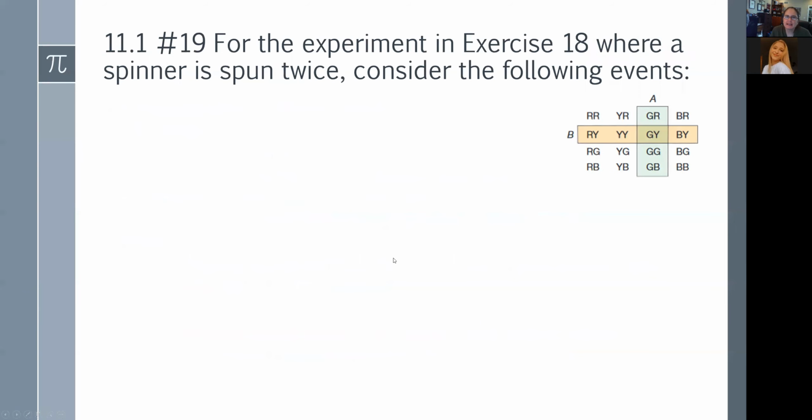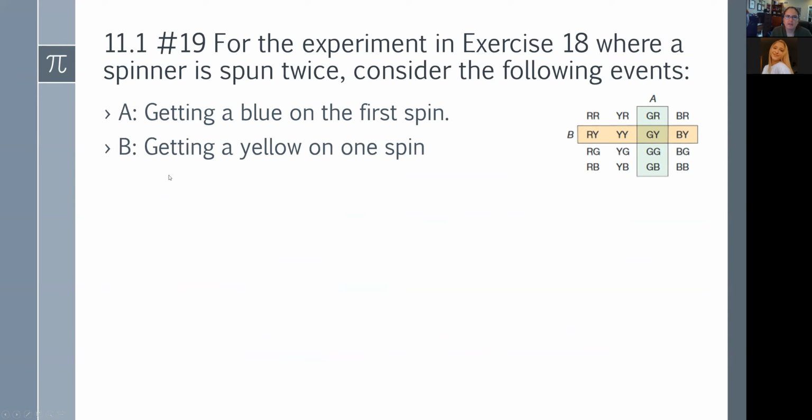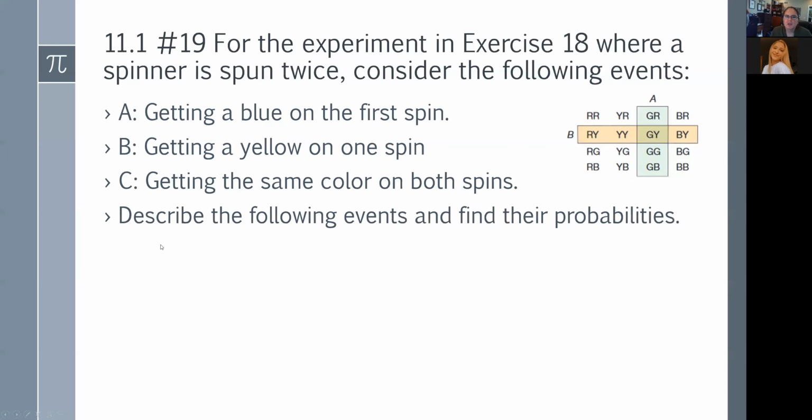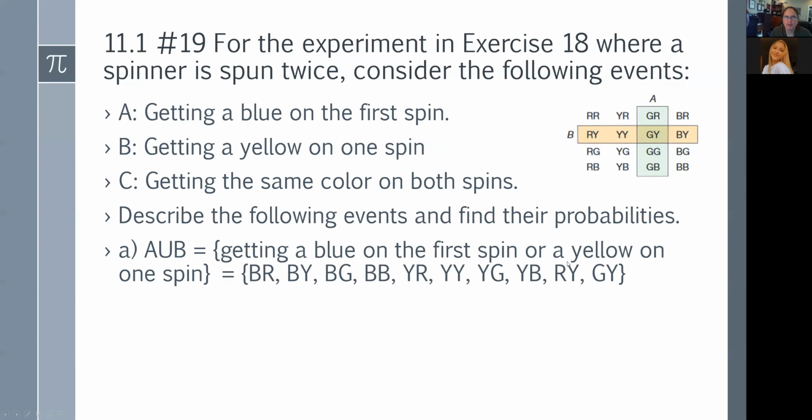For number 19, it says, for the experiment in exercise 18, where a spinner is spun twice, consider the following events. Event A is getting a blue on the first spin. So that would be this column right here. Event B is getting a yellow on one spin. Event C is getting the same color on both spins. Describe the following events and find their probabilities.